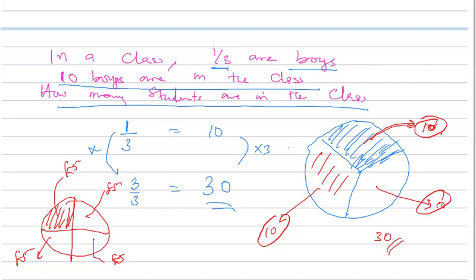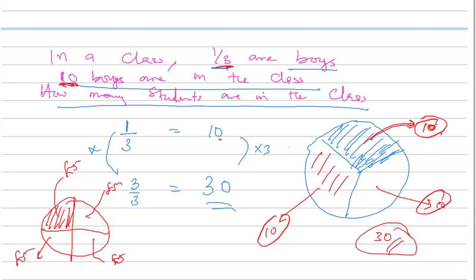In a class, one-third are boys. 10 boys are in the class. How many students are in the class? If one-third are boys, that means 10 are the boys there. So one-third equals 10. If you share a pizza into three, one part is going to be 10. So how much is the whole pizza? There are three parts and one part is 10, so it's 10 times 3. That's how we got 30. So there are 30 in the class.